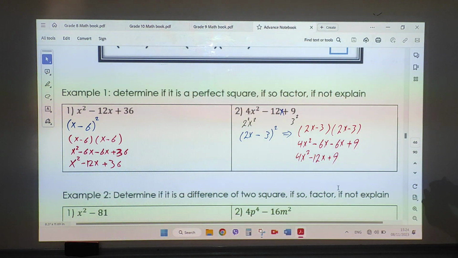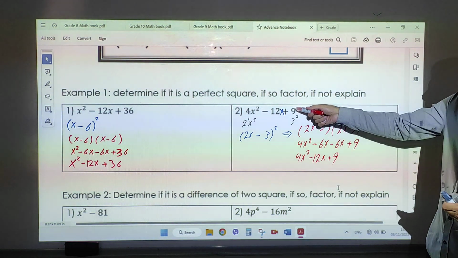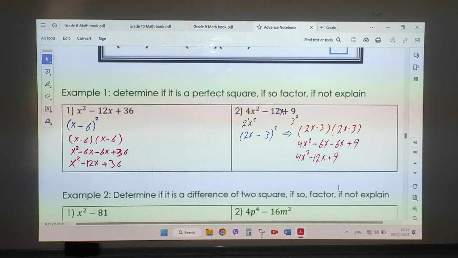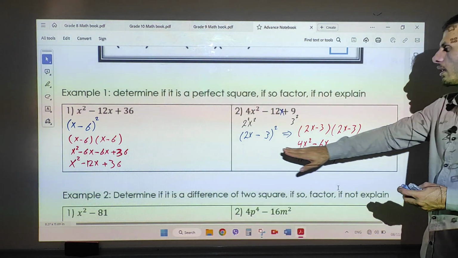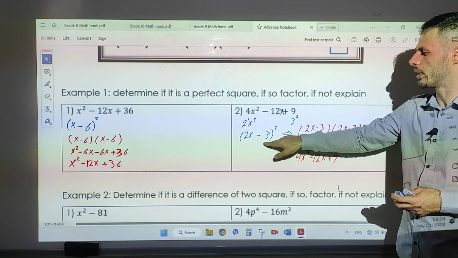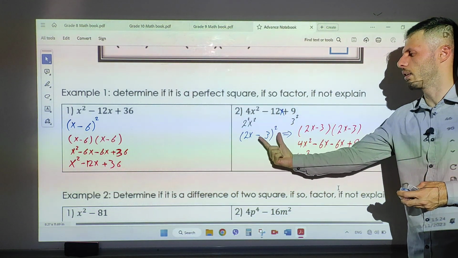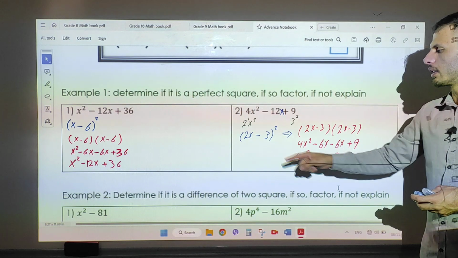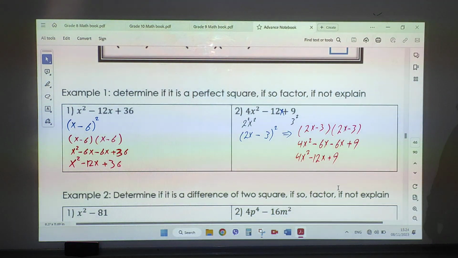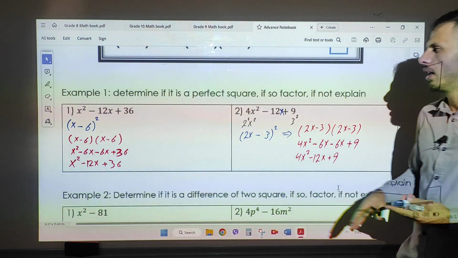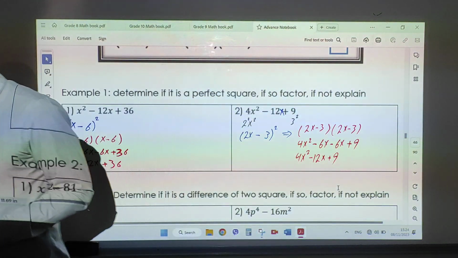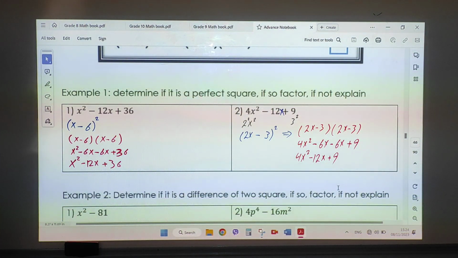We check if it's the result that we had from the beginning or not. If it is, we can know that our answer was correct. That's it. This is our answer, 2x minus 3 power 2. That expression came from 2x minus 3 multiplied by itself, and this one came from x minus 6 multiplied by x minus 6.